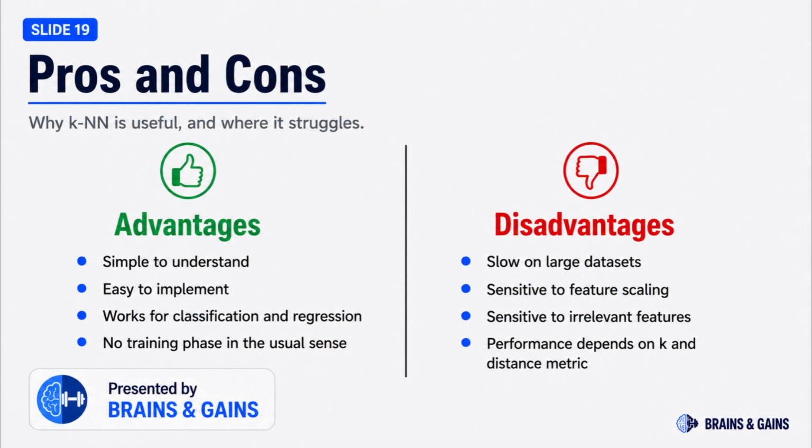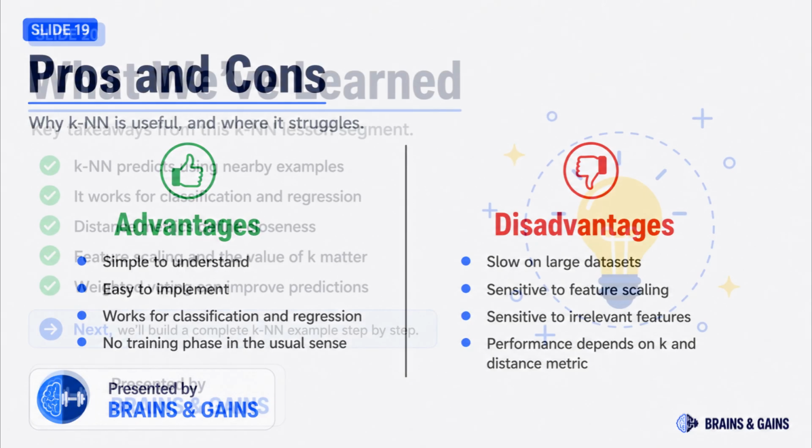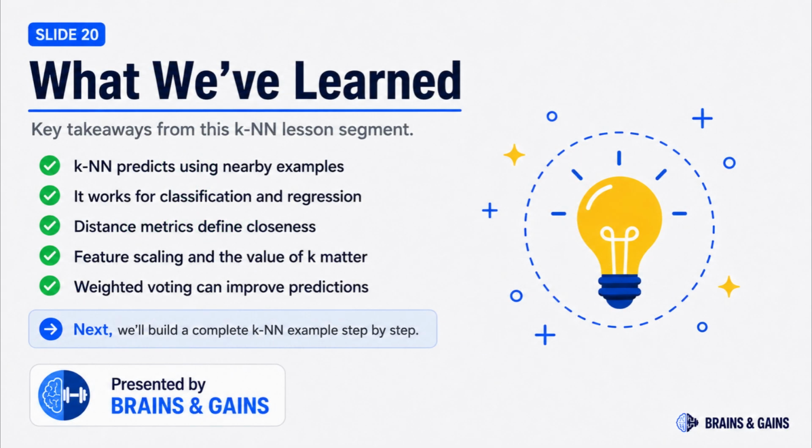KNN is simple, intuitive, and works for both classification and regression. However, prediction can become slow on large datasets, and performance depends heavily on scaling, feature selection, distance, and k. So far, we've learned how KNN finds nearby examples, measures distance, chooses neighbors, and makes predictions. Next, we'll put everything together and walk through complete KNN examples step by step.